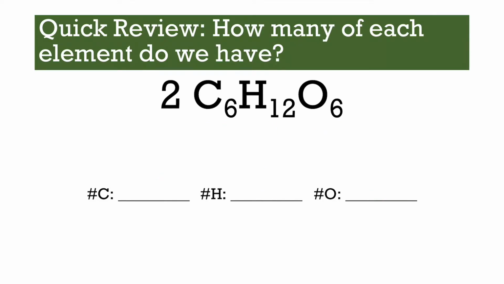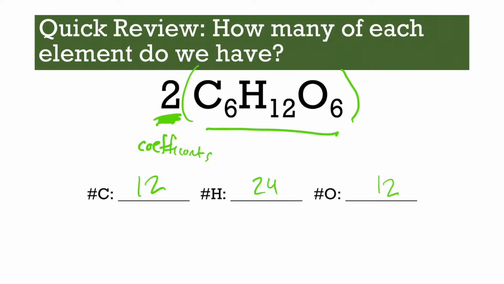Cool. So now we have 2 glucose molecules. So this 2 means we have 2 of the glucose molecules. So now, how many C's, H's, and O's do we have? Hopefully you said 6 C's, 24 H's, and 12 O's. So if you have a number, these are called coefficients. And when we talk about balancing equations, that's next unit, we need those. This means we have 2 of those glucose molecules, so 12 C's, 24 H's, 12 O's.